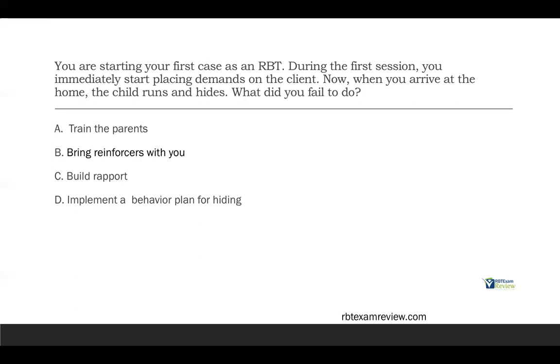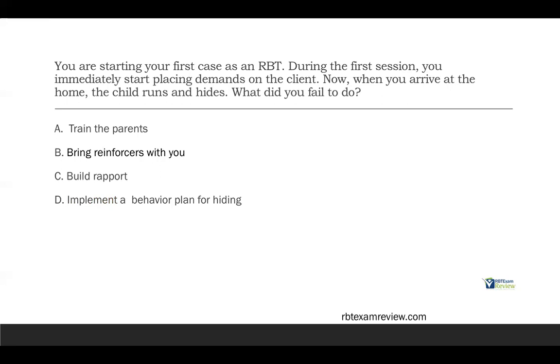Did you A, not train the parents? Well, no, a couple things here, right? One, you're the RBT, so it's not your job to train the parents. Two, you just started the case, right? So training the parents is not really on your agenda. Okay, there's other stuff that comes first.